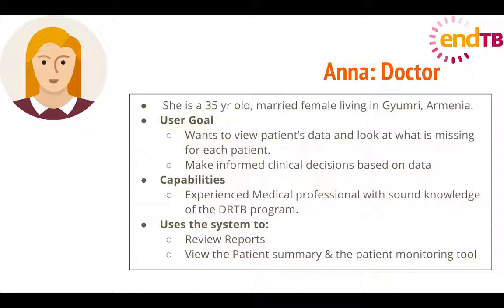Moving on to the next persona, we are looking at Anna. Anna is a doctor. She is a 35-year-old female living in Armenia, and her main user goal would be to look at patients' data and look at what is missing for each patient. Based on the data that's available, she has to make informed clinical decisions. She's a very experienced medical professional with sound knowledge of the DRTB program, and she uses the system basically to review reports and to look at the patient summary and the patient monitoring tool for each of the patients.